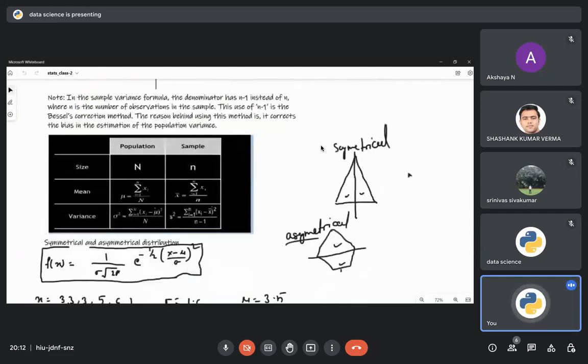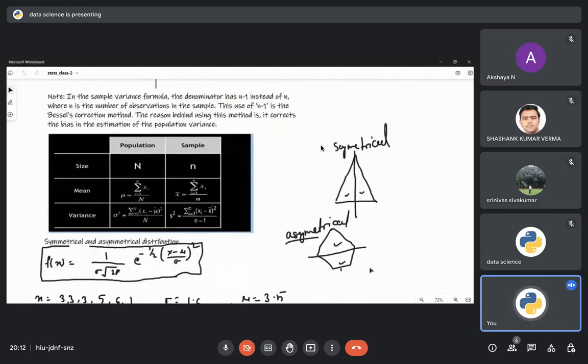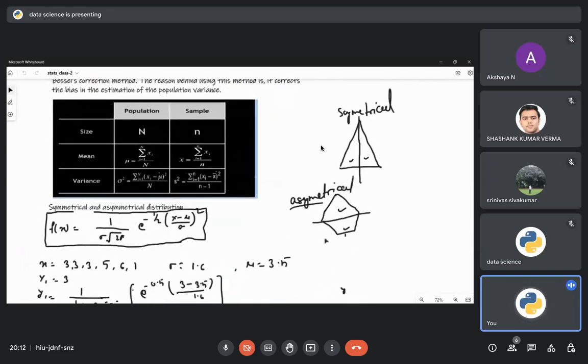And then we have seen about the data set. What are the different types of data set, like symmetrical data set, asymmetrical data set. Symmetrical data set is one where, if we divide the data set into two parts, both the parts should be identical. That is known as the symmetrical data set.